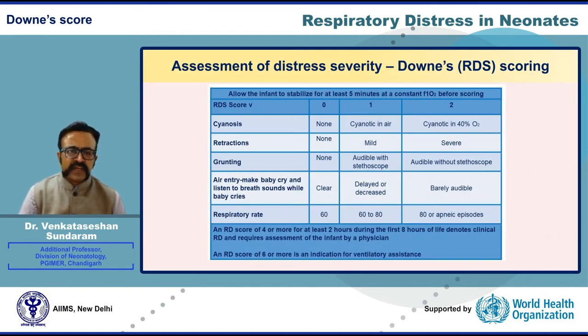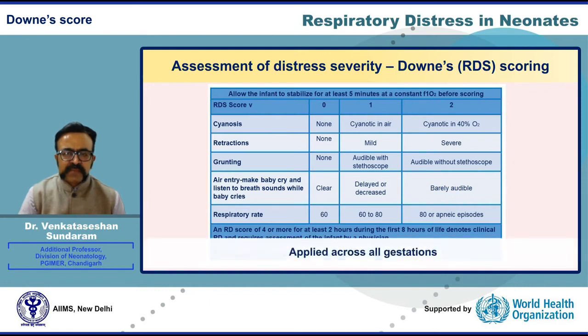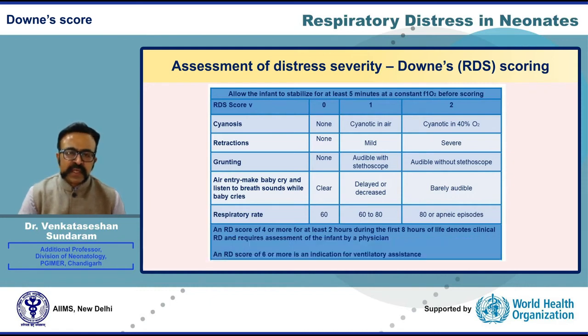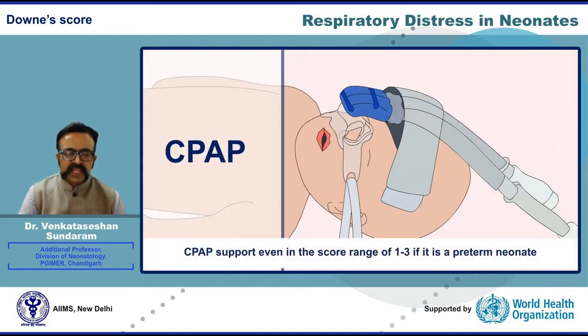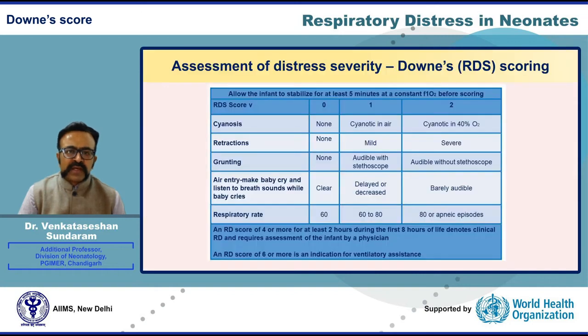The Downes score is different from Silverman in the sense that it can be applied across all gestations. Even though conventionally the score is also used to decide severity and management strategies according to the score, such decisions are waning slowly. Many nowadays would prefer to start early CPAP support even in the score range 1 to 3 if it is a preterm newborn and the clinician believes that atelectasis is the underlying pathology irrespective of the etiology and severity, and scientific evidence does support this approach.